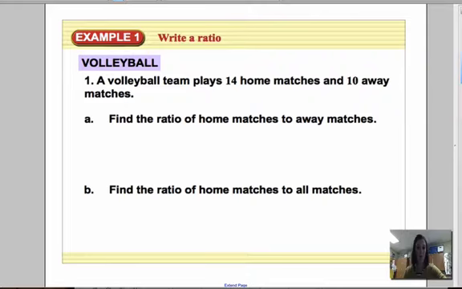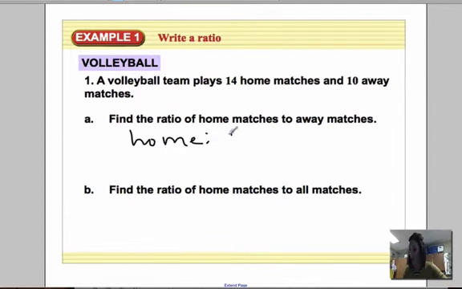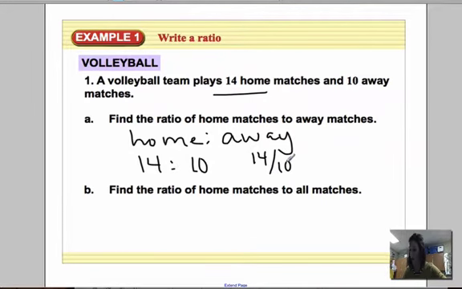All right, the first example: a volleyball team plays 14 home matches and 10 away matches. Find the ratio of home matches to away matches. This should be pretty much review for you guys. Starting, we are going home to away. Home is 14, away is 10. We could also write it as a fraction, 14 over 10. We can simplify our fraction. Each number is divisible by 2, so we can make it 7 over 5.